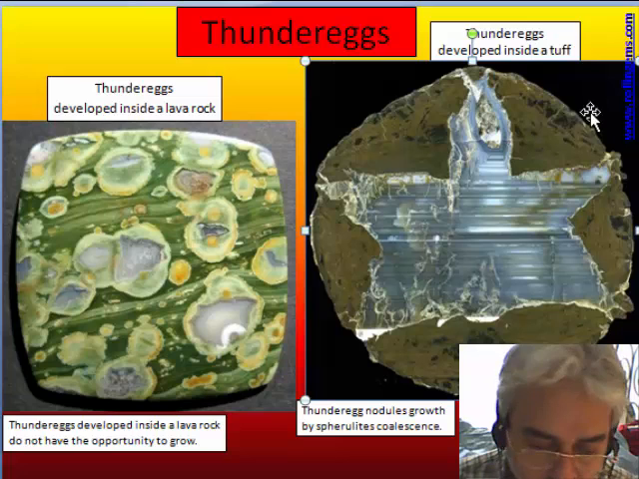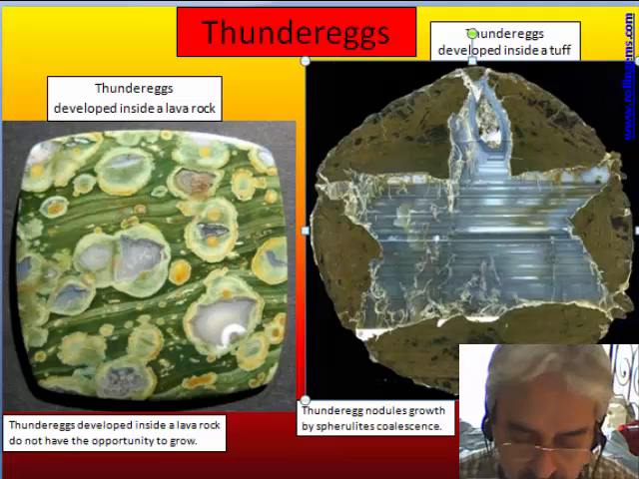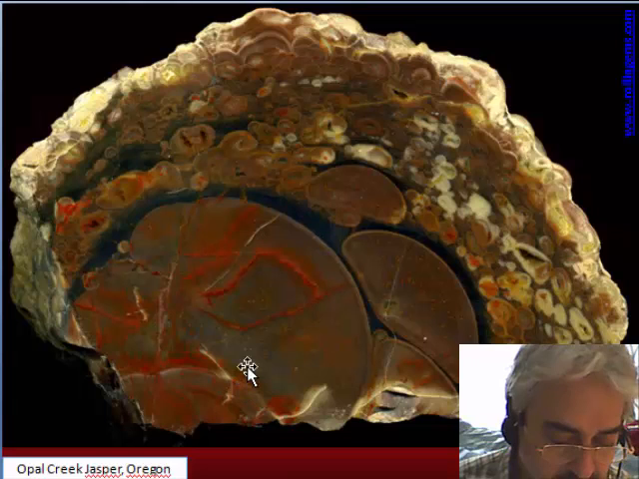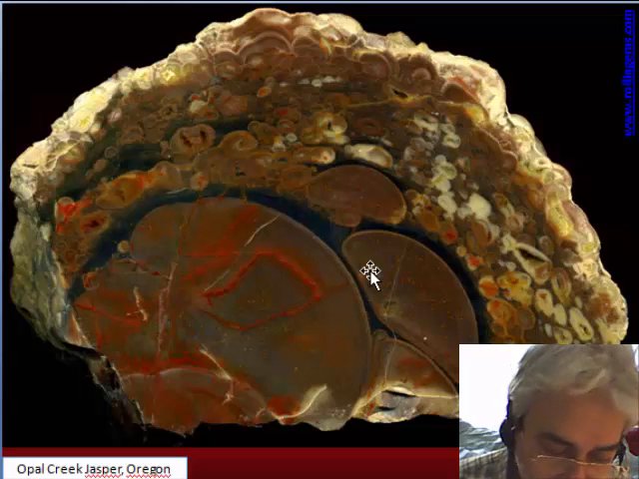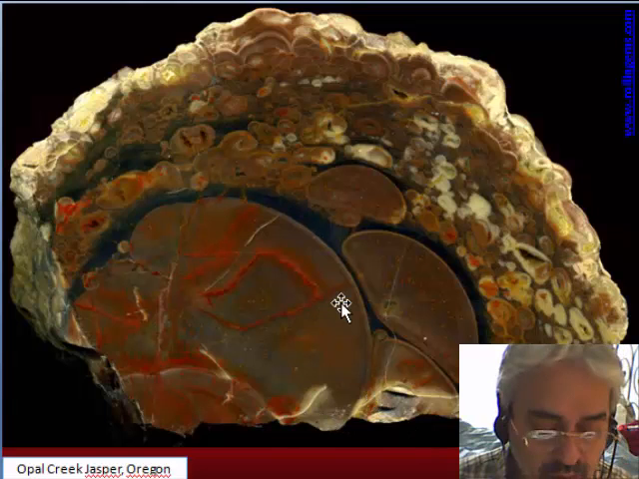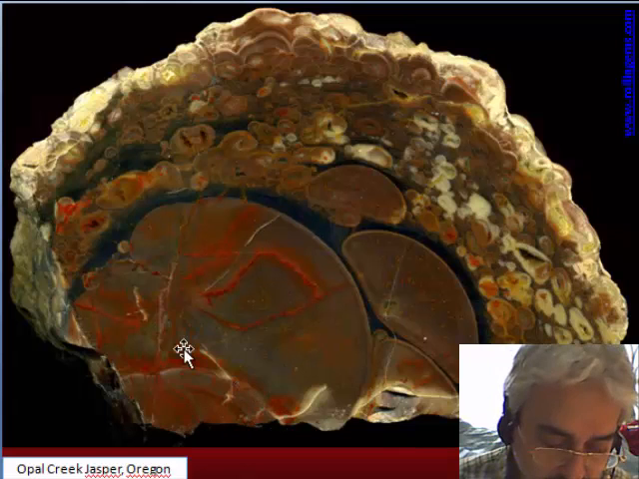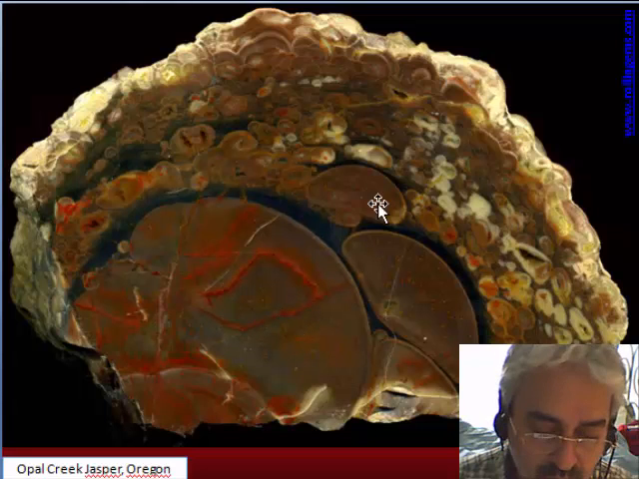Also in the outer surface of most of the thunder eggs, you can see all the spherulites stuck together. So this is an example from Opal Creek, Oregon, and this is a thunder egg, but the outer skin of the thunder egg. We can see the spherulites all stuck together. The bigger spherulites are near the center, where there is the fracture that drains water, so they stay in contact with water, and they can grow more. The smaller spherulites are farther from the nodule.